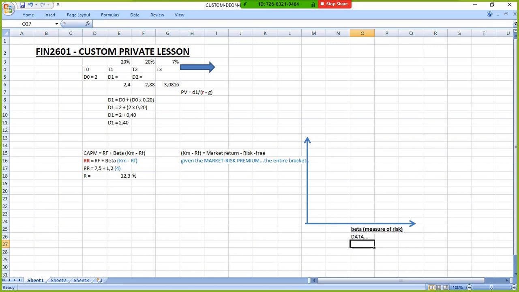Beta is calculated in other subjects, not this one. In this subject, they'll give you the beta, they'll give you the actual risk, and then you need to relate that to the return. Return is on this axis, right?